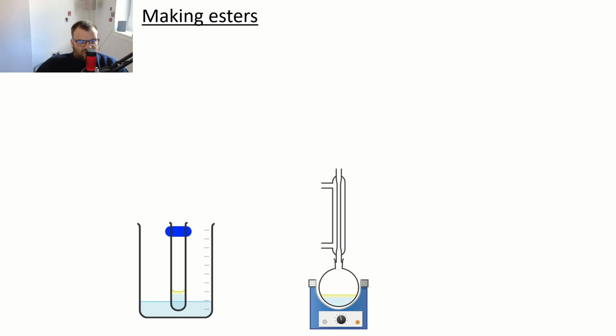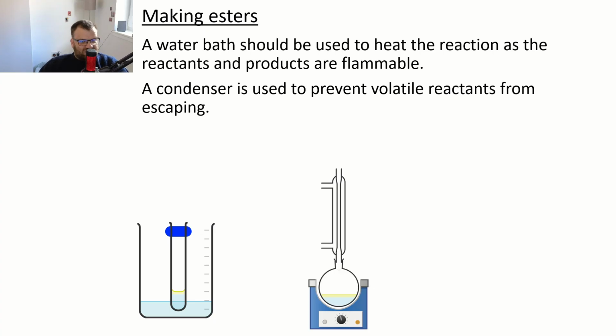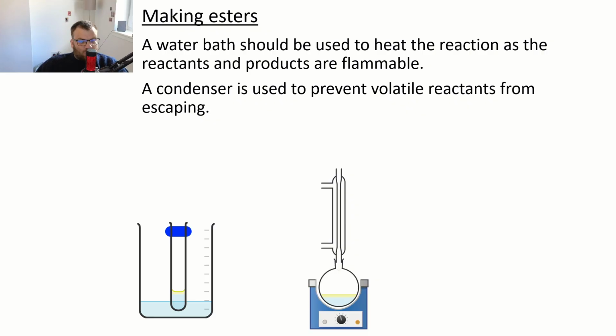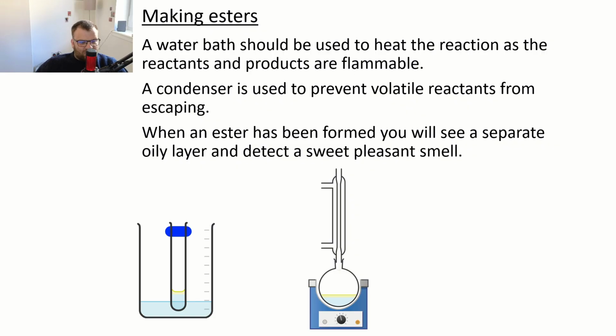When making esters, there are a few different procedures that we can use. On the left hand side, we have the more basic, simplistic method, and the right hand side, a bit more complicated. In both cases, we'd want to use something like a water bath to heat the reaction, as the reactants and products are flammable, and we don't want to catch it on fire. In both cases, we have a condenser. This cools down any gases and prevents them from escaping from the reaction. On the left hand side, that would be your wet paper towel. Not particularly fancy, no offence. And on the right hand side, you have a condenser which is plumbed in with water to cool any exhaust gases. When the reaction has been successful, there will be a separate oily layer that you can hopefully make out on my diagrams. And you'll also be able to detect the sweet, pleasant smell.